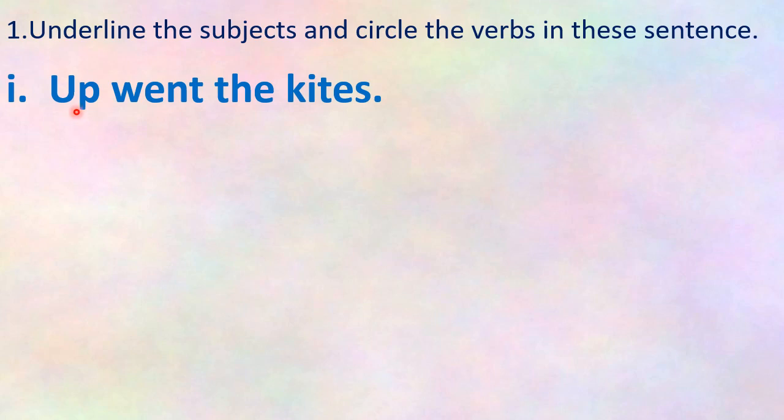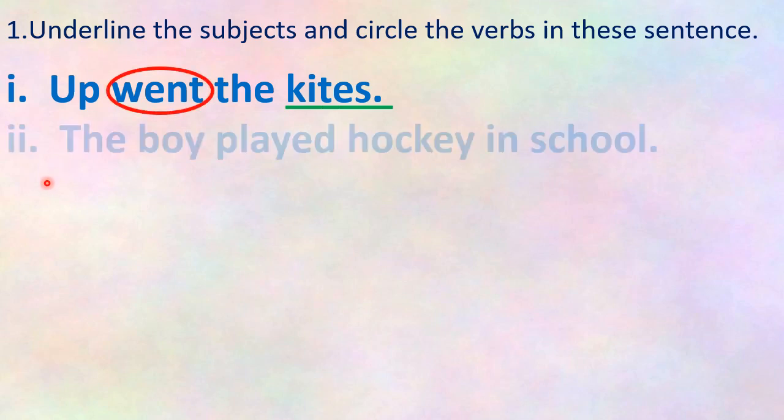Underline the subjects and circle the verbs in these sentences. So now here we have to underline the subjects and circle the verbs in these sentences. First, up went the kites. Now in this sentence, it is all about kites, that the kites went up. So the subject is kites. And what is the action in the sentence? The action is went. So circle the verb.